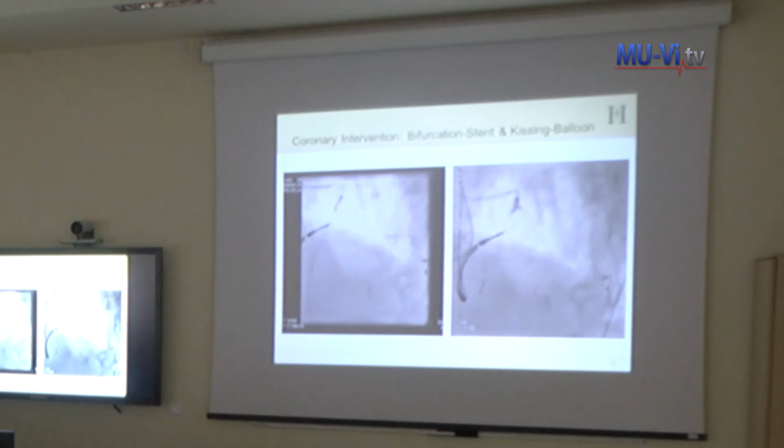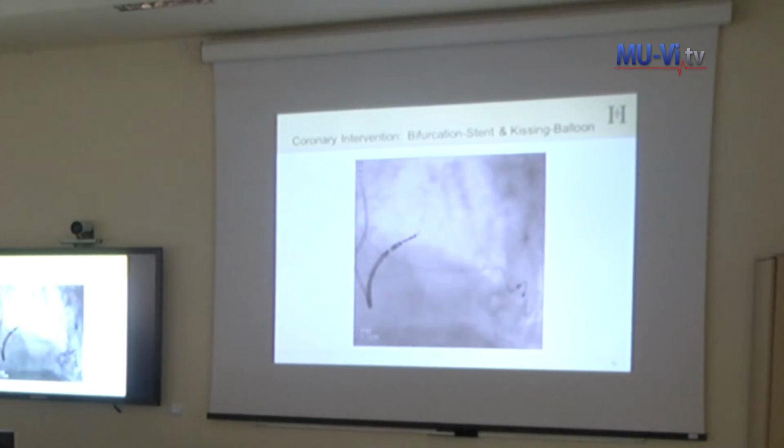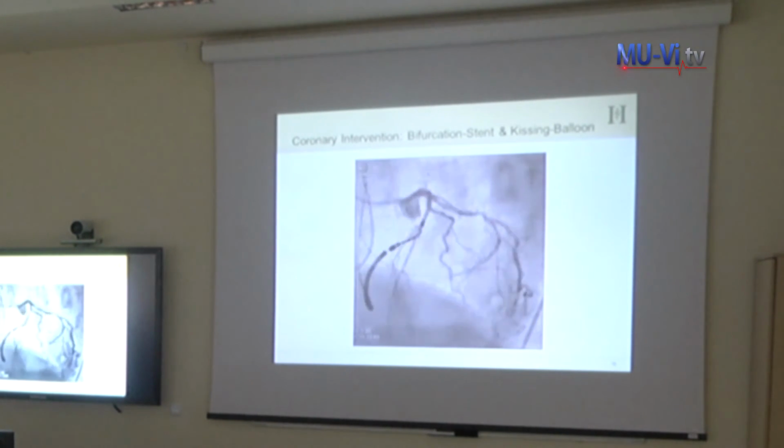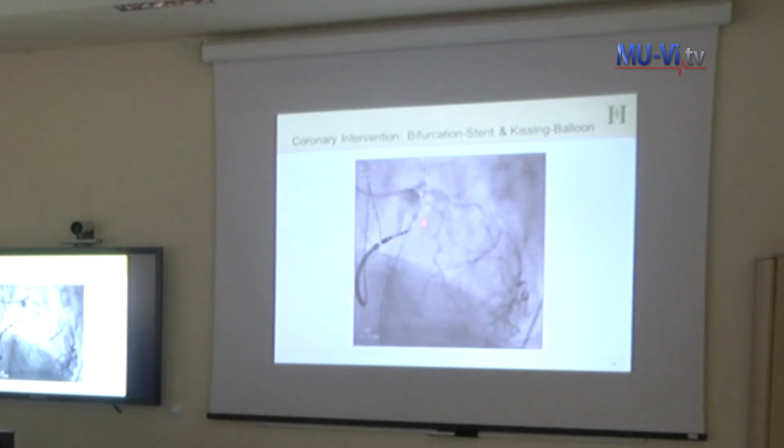That means that we have 2 wires with 2 balloons and inflate contrast and sodium chloride at one time, and that's what we call kissing, because the 2 balloons are kissing themselves. And this is the result. You do not see anything but the stent, it's like a trouser. It's like a culotte stenting. It wasn't a culotte stenting, but it's like a trouser. You see the scheme of a stent here.